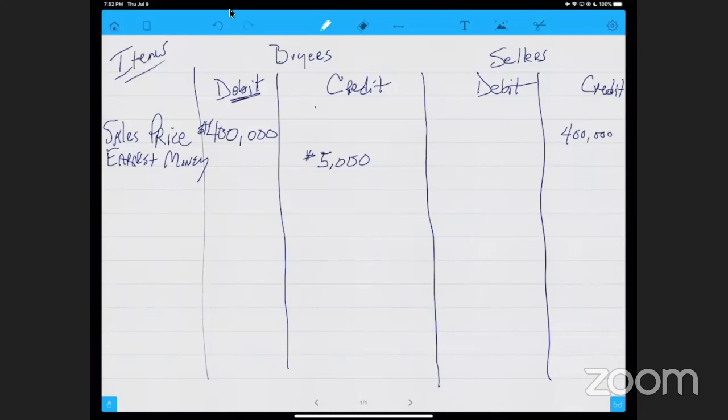I don't think you'll see one where they give the seller the earnest money, but that may just be in there as extra information to try to trip you up. But I don't think it's anything for you to really worry about. So don't panic on that.